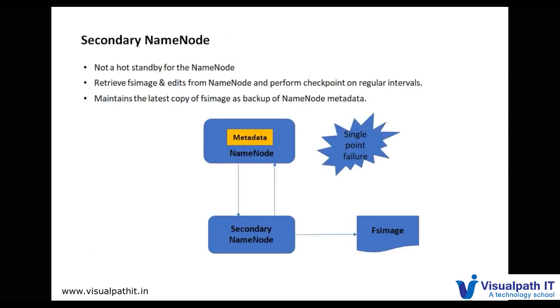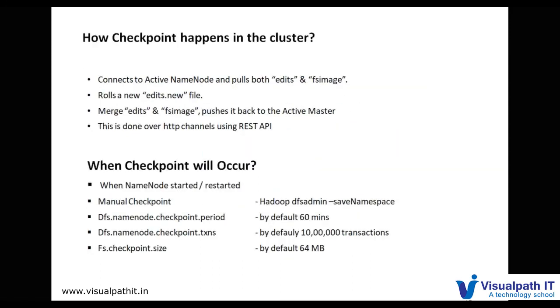Okay, so let us go to the next step. Secondary name node: how does checkpointing happen? We have seen, right? The secondary name node connects to the active name node and pulls both the edits and FS image, and it merges them. It rolls a new edits.new file, and merges edits and FS image. It pushes it back to the active master, and this is done through an HTTP channel, REST API. And also when checkpointing will occur: every 1 hour in Hadoop 1x, one checkpointing will occur. That is the third one, by default 60.